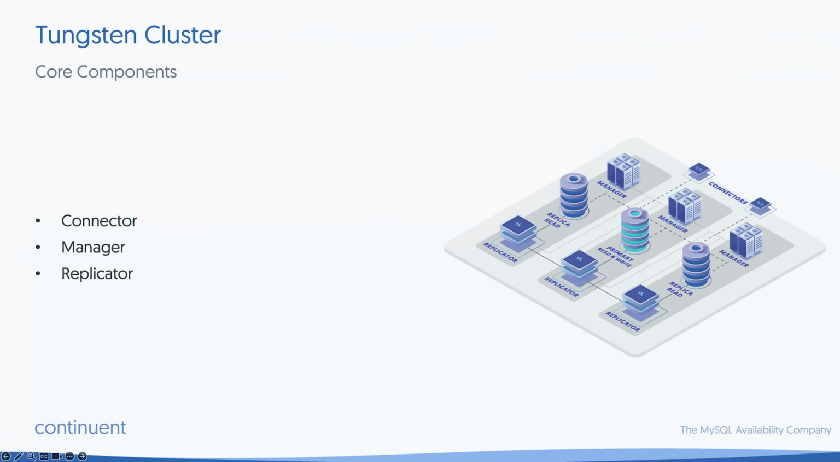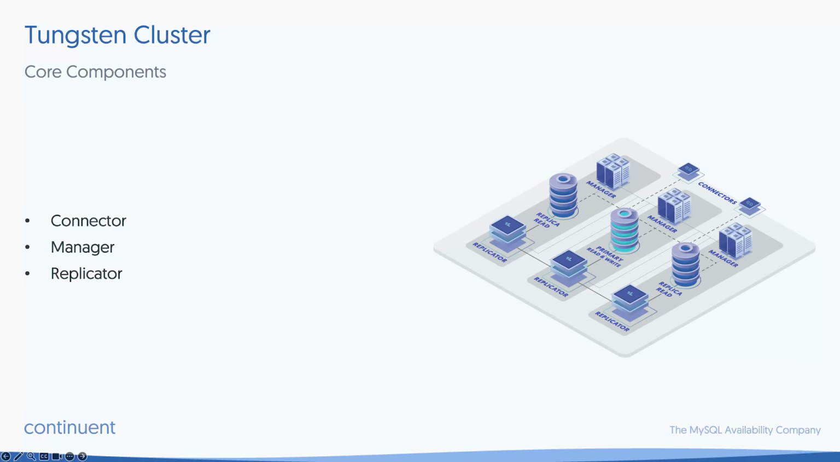Now let's take a look under the hood at what makes a cluster work. So the Tungsten Cluster comprises three Java components: the connector, the manager, and the replicator. Let's look at each of those in turn.